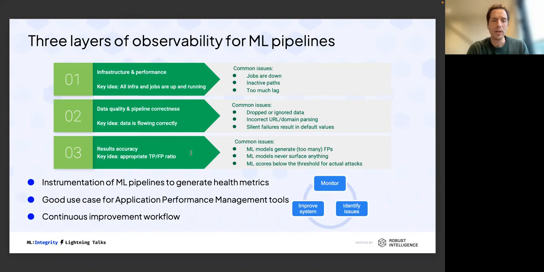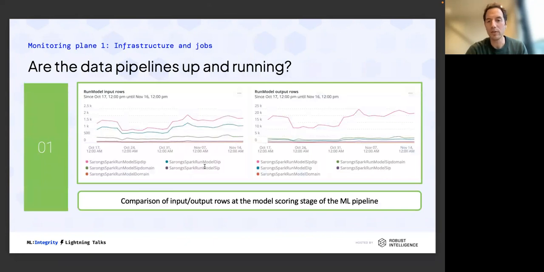So to deal with those, at Corelight, we have implemented some practices to instrument all of our machine learning pipelines that go into the product so that they can generate metrics. And then we use application performance management tools to create dashboards and alerts based on those metrics. And we have a continuous improvement workflow to, upon alerts of any issues at any of these levels, be able to respond to that and then improve the system to make it more robust as time goes by. In the next slides, I'm going to provide quick examples of each of these layers and some of the metrics that we're using to monitor them.